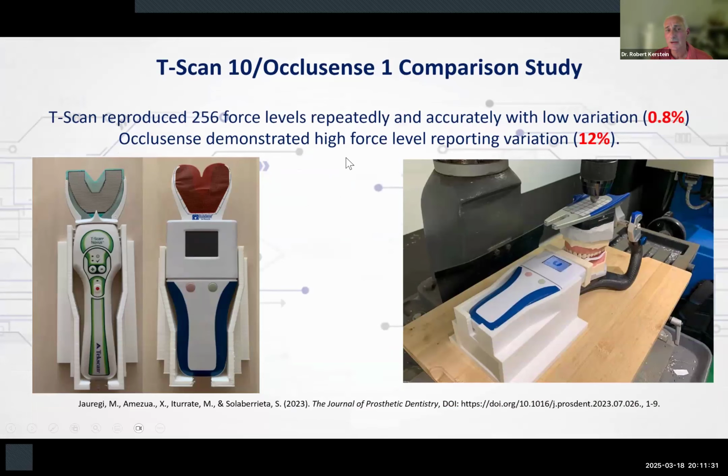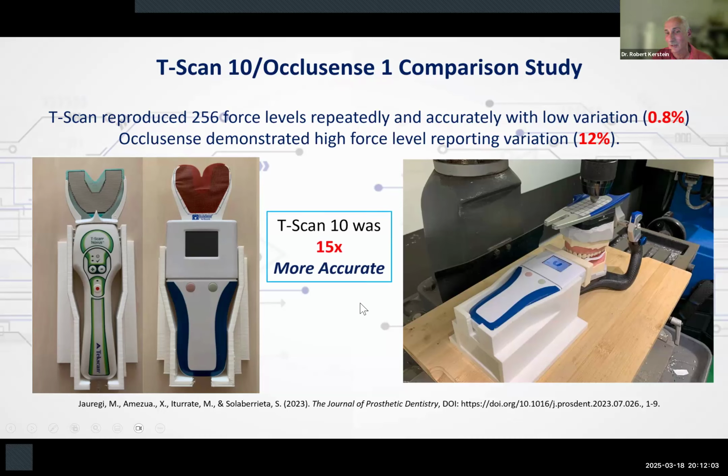Now, in terms of their accuracy, an independent study done by a group in Spain, which was published in 2023, found that the T-scan was able to reproduce the 256 force levels with very low variation, which means they basically produced linear force reproduction in multiple contacts on the screen or on the test casts, which I'll show you what that means in a second. Whereas OcluSense had a high level of reporting variation, 12%, compared to 0.8%, which means that T-scan was 15 times more accurate.